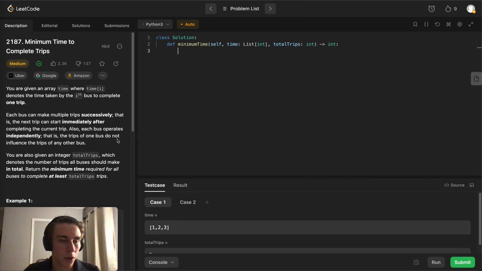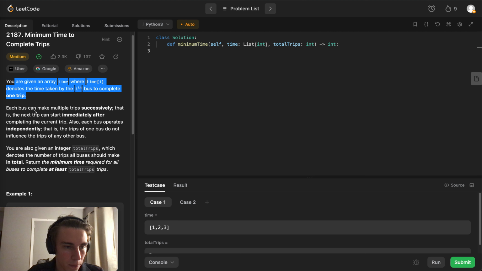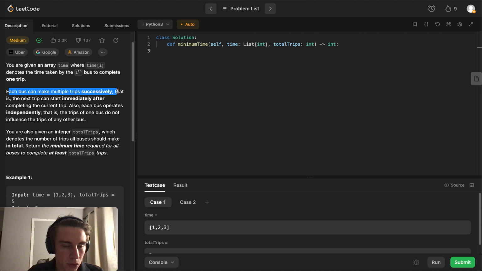Okay, question 2187, the minimum time to complete trips. You're given an array of time where time[i] denotes the time taken by the ith bus to complete one trip. Each bus can make multiple trips successively. That is, the next trip can start immediately after completing the current trip.